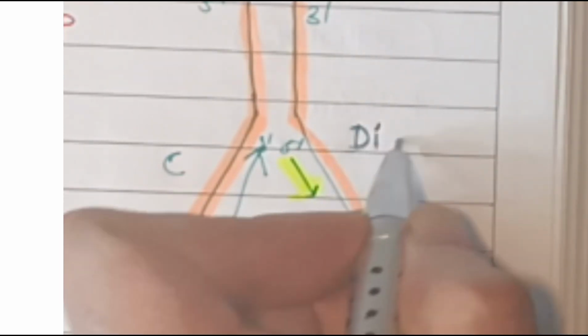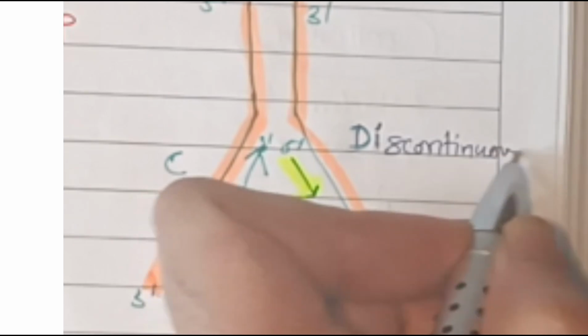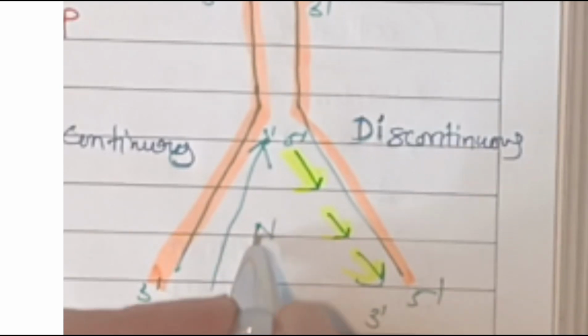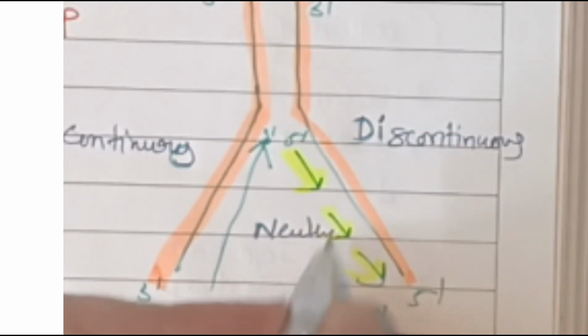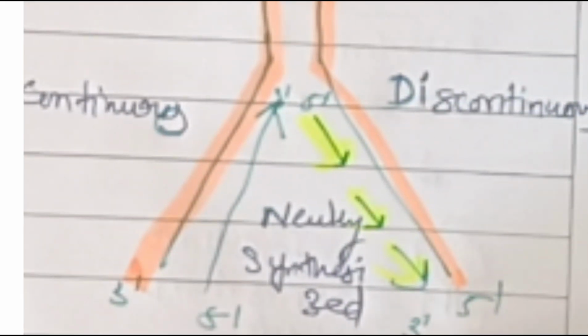This creates some additional complications at the replication fork. Consequently, on one strand, the template with polarity 3' to 5', replication is continuous, while on the other strand, the template with polarity 5' to 3', it is discontinuous. The discontinuously synthesized fragments are later joined by an enzyme called DNA ligase.